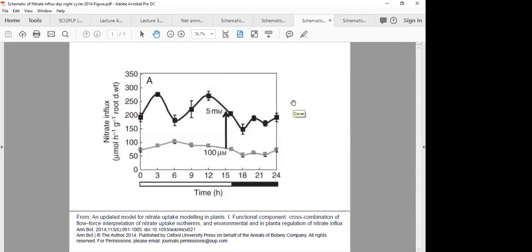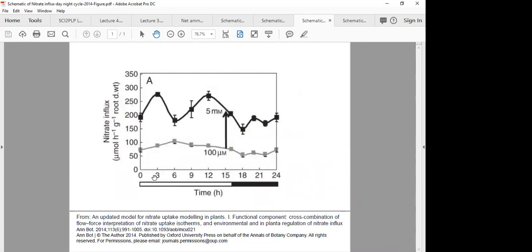Environmental factors. Moisture, yes. Temperature, yes. And what's being shown here? The time of the day. Yeah, absolutely. Time of day even has an effect on how much nitrate is being actively imported into the root cells. And you can find lots of examples like this if you do a bit of a literature search.